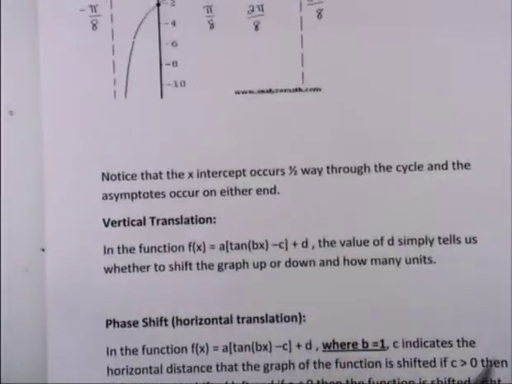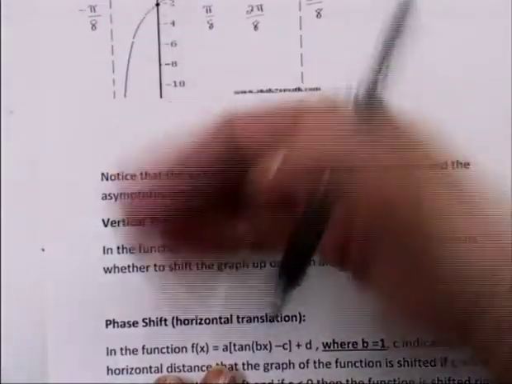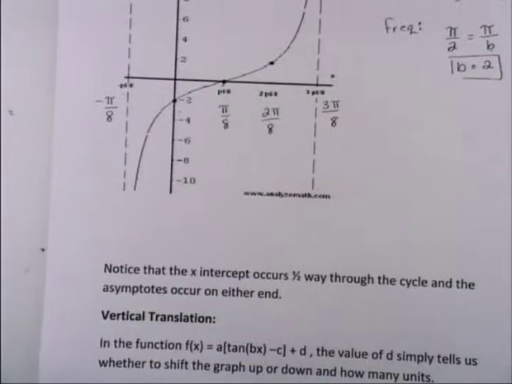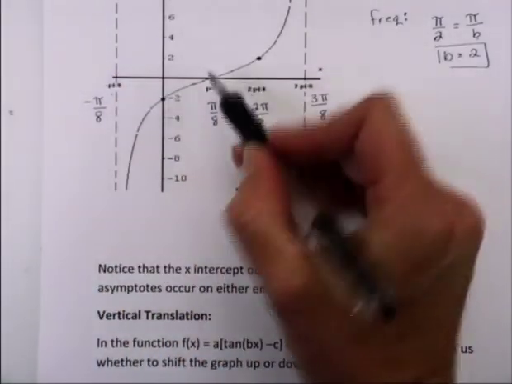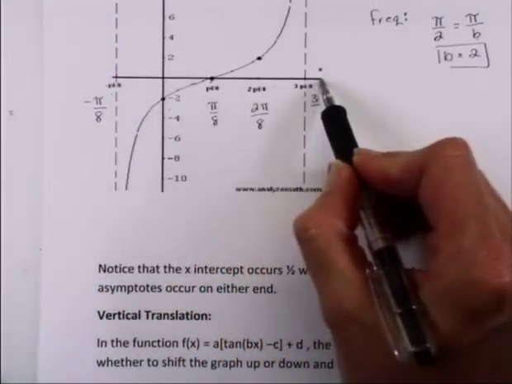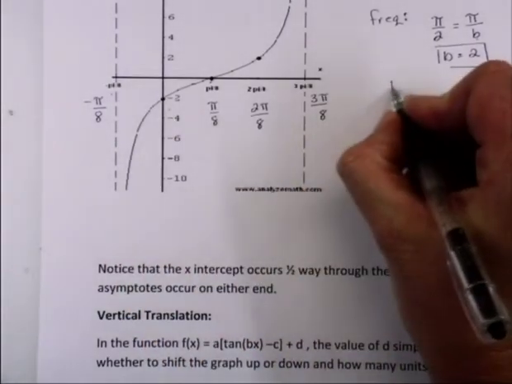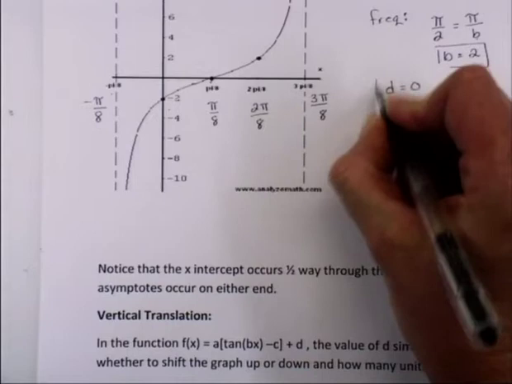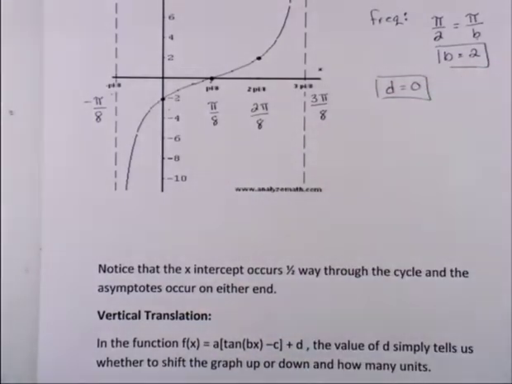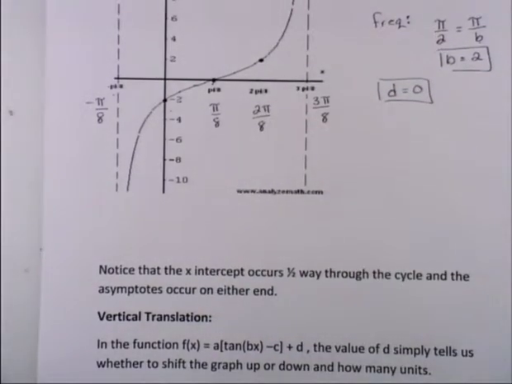All right, vertical translation. Was this shifted up or down at all? Well, this one was not because my center point is hitting directly on the x-axis, even though it's not well marked. So in that case, it's the same procedure as it was in the past. D is 0. Okay, no shift.